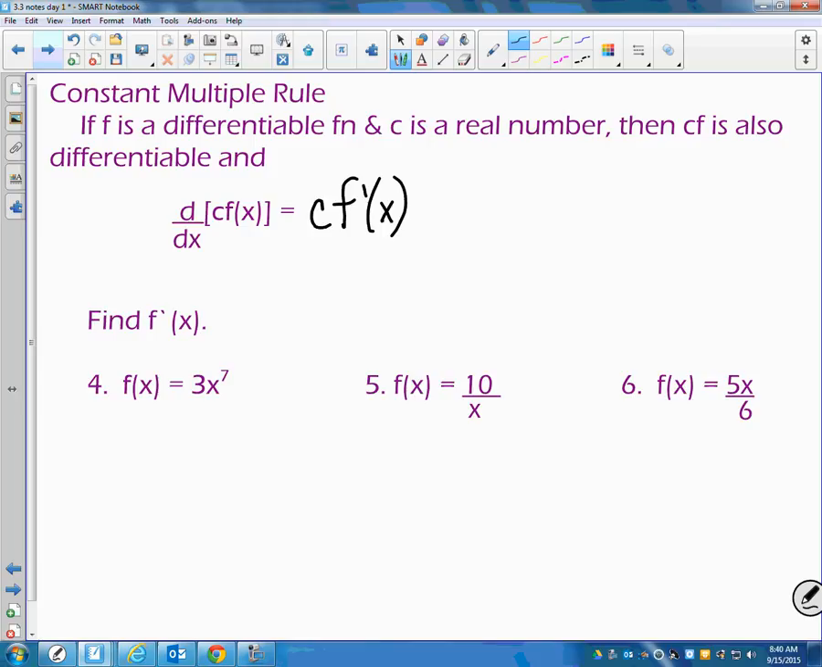Just slap it in front of it. And then multiply. I'll show you in a minute. Like I'll show you on number 4, writing it out, and then you can talk about, well, I probably won't do that. I'll just jump straight to the answer.